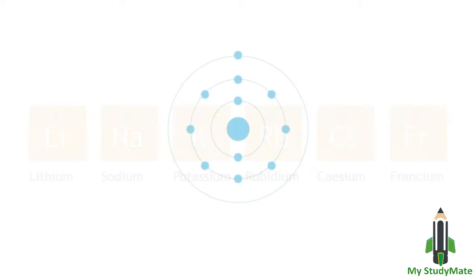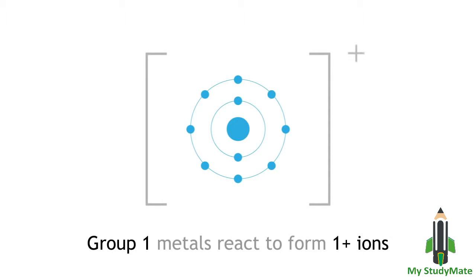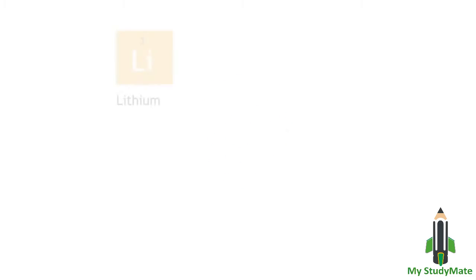These metals all have one electron in their valence shell and can lose the valence electron to form an ion with a +1 charge. Let's do a practical with lithium, sodium and potassium.